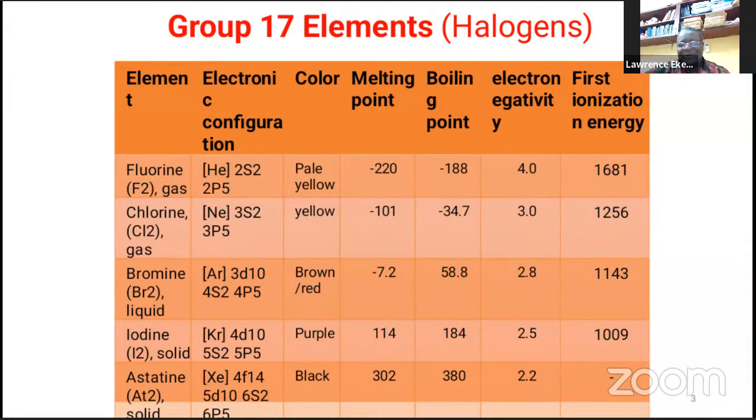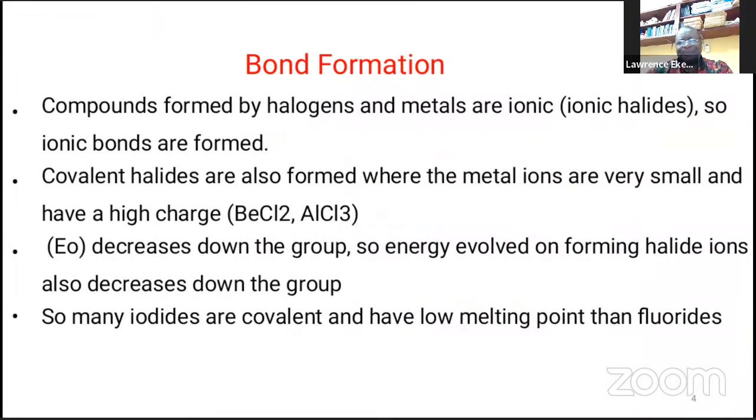It is also due to the weak van der Waals forces existing between the atoms of the molecules, okay? Also due to the increase in atomic radius and the increase in size as you go down the group. These are the reasons why the electronegativity, the ionization energy, the electron affinity, and the reactivity of the elements decrease down the group of the halogens.